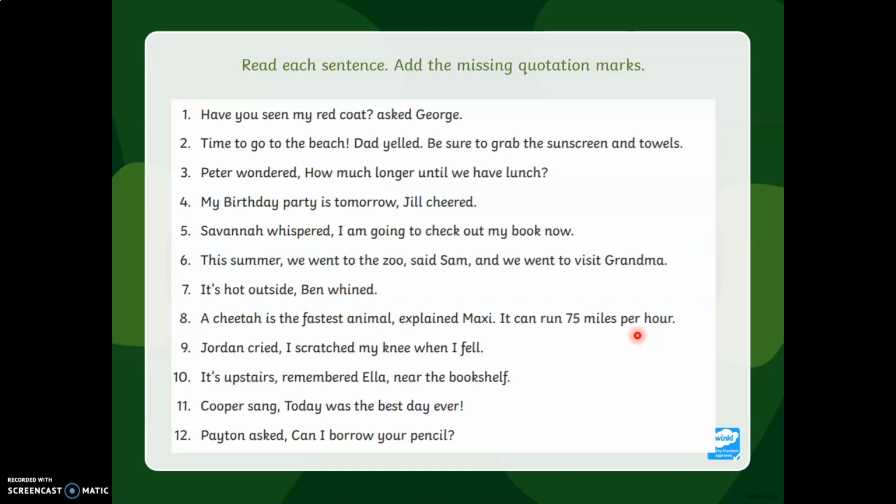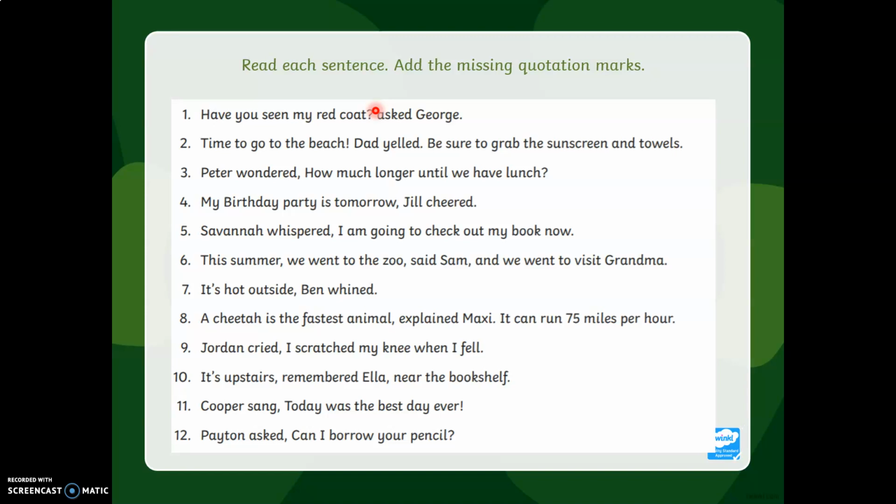Here is your task for today. You are going to be writing out these sentences and putting the quotation marks where they are supposed to be placed correctly. The punctuation is already here for you. So let's have a look at this one. "Have you seen my red coat?" asked George. The direct speech is, "Have you seen my red coat?" Make sure that this question mark is always on the inside of the quotation marks. So the quotation marks would go here after the question mark.